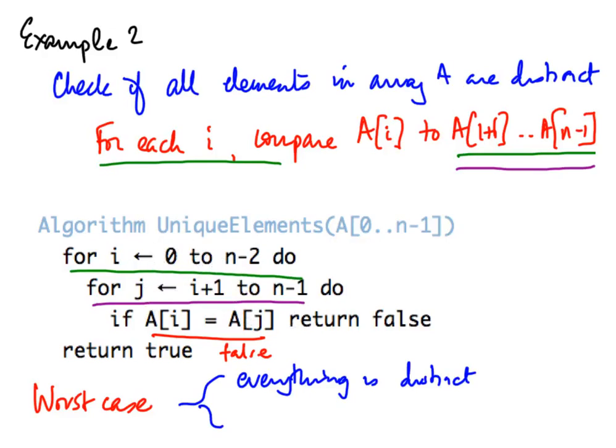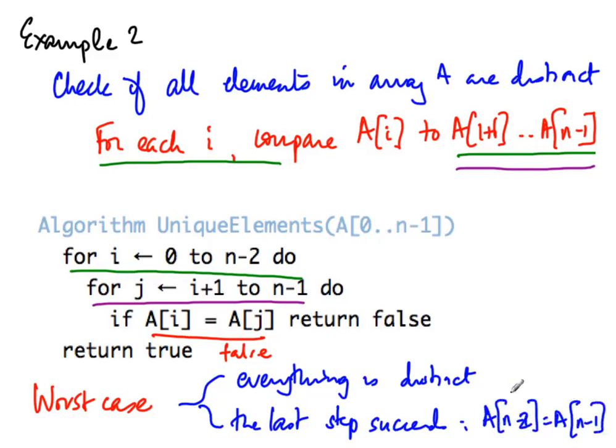The other thing which may happen is that the last step succeeds. So this is when A[n-2] is actually equal to A[n-1]. So basically everything else fails, and then at the very last step, when you've gone through all the pairs, you find that i is n minus 2 and j is n minus 1, and then you find A[i] is equal to A[j], and then you return false. In either of these two situations, you hit the worst case. So this is the worst case that we are going to now estimate.